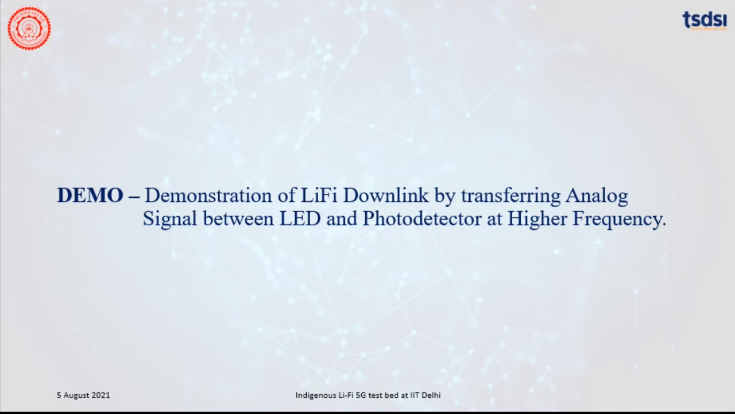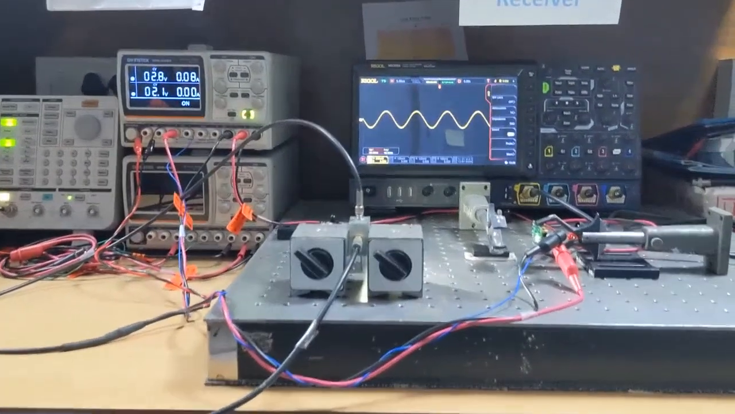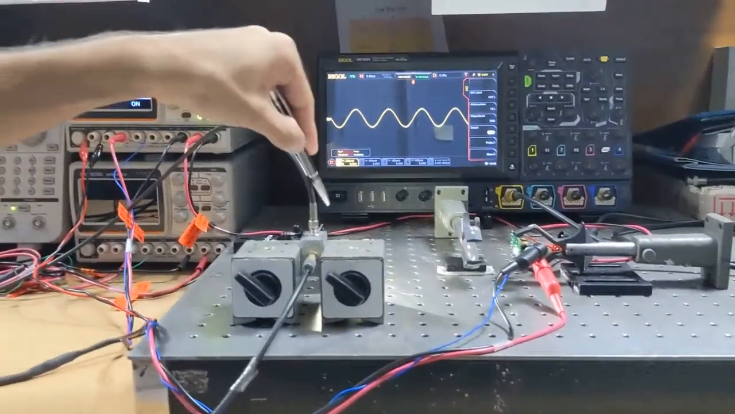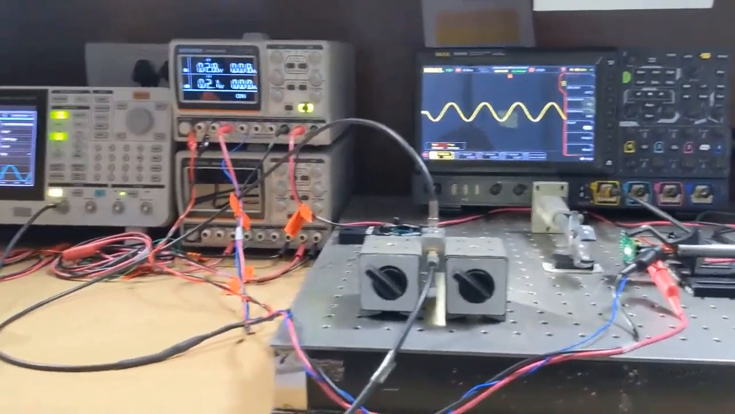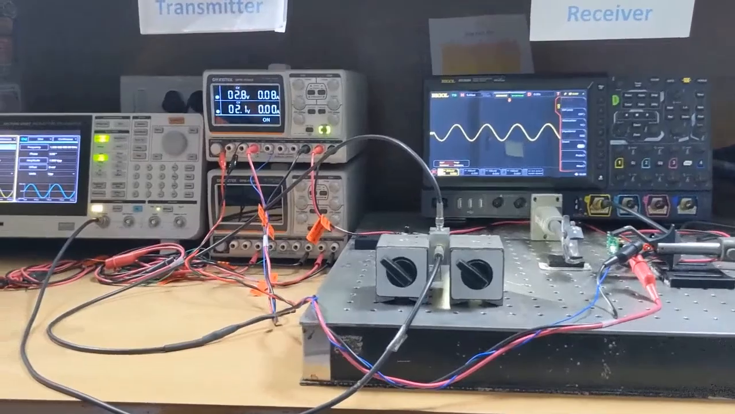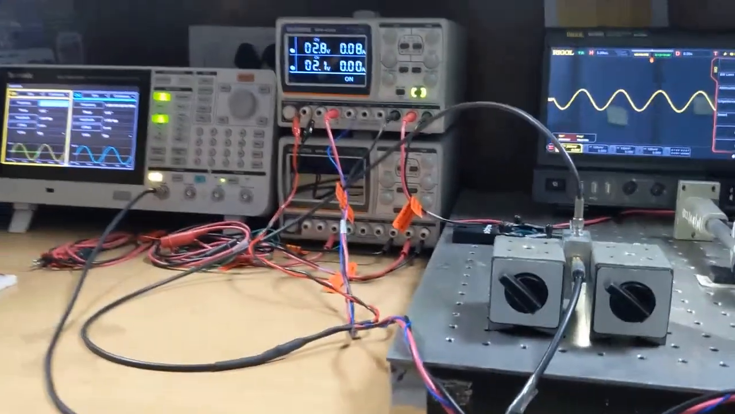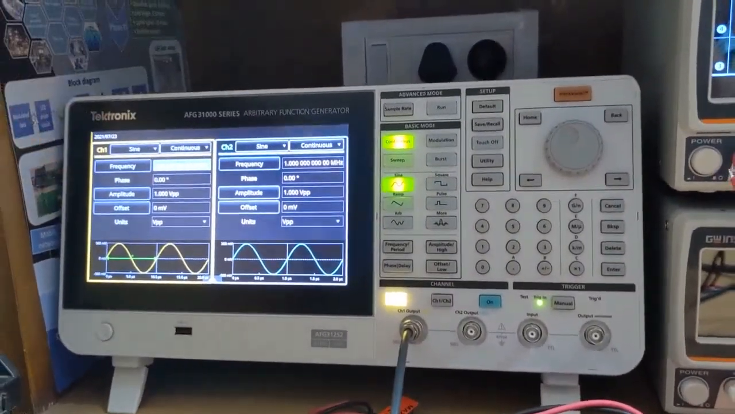In this demo, I will show the optical front end of the Li-Fi downlink by transferring an analog signal between LED and photodetector at higher frequency, which is currently 20 MHz. Now I am demonstrating the Li-Fi downlink, and I will show the impact of the blue filter, that is, how the blue filter helps to enhance the bandwidth of the VLC link.